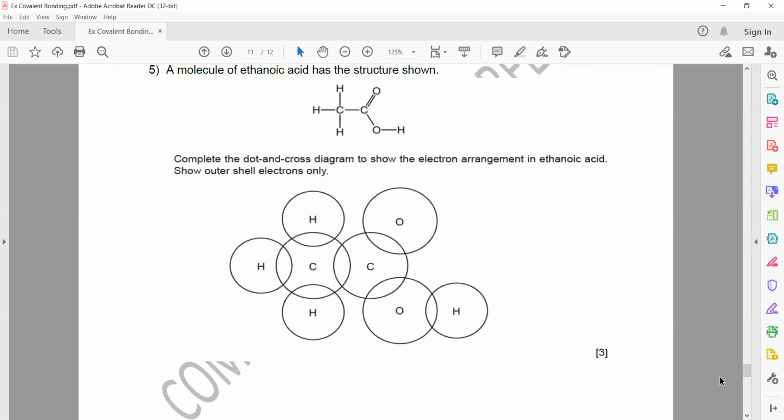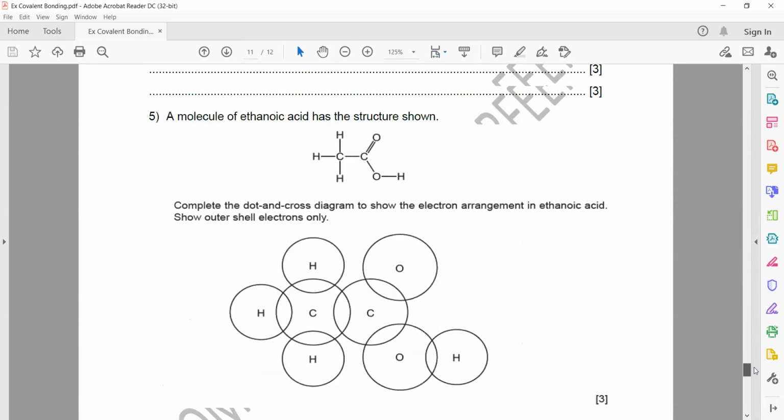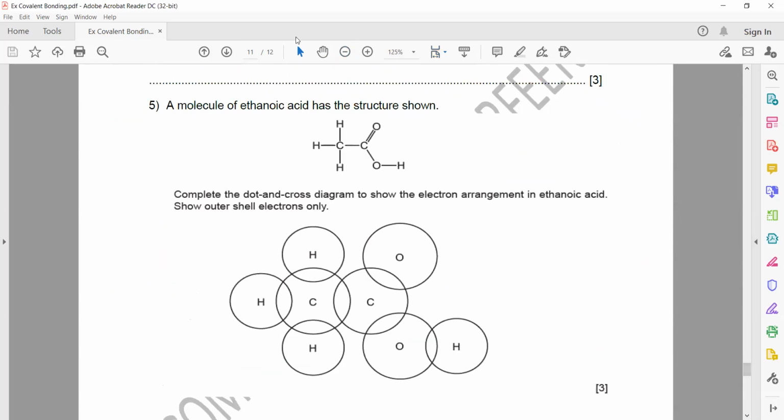Then we have to complete a structure of a molecule. So carbon belongs to group 4. It will share 4 electrons and unshared will be 0. Oxygen belongs to group 6. So it will share 2 and unshared will be 4. And hydrogen has 1 electron and unshared will be 0. So you start with hydrogen. If hydrogen shares 1, carbon shares 1 from that side. So first we complete the sharing of hydrogen. That is done.